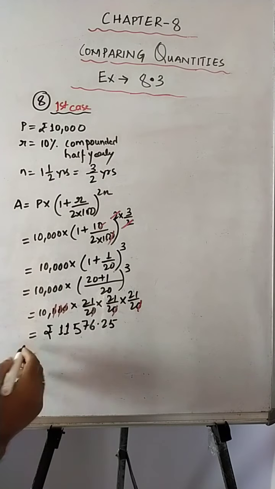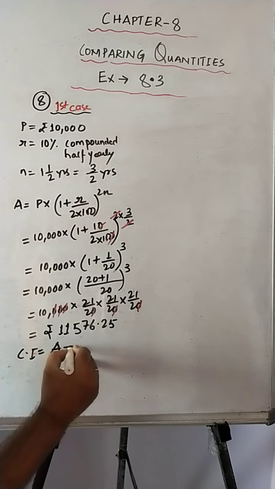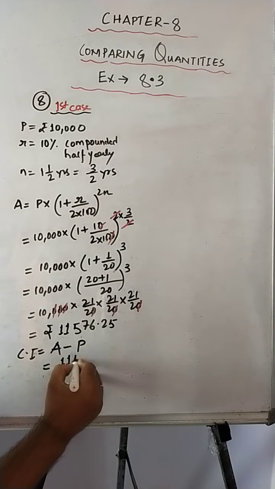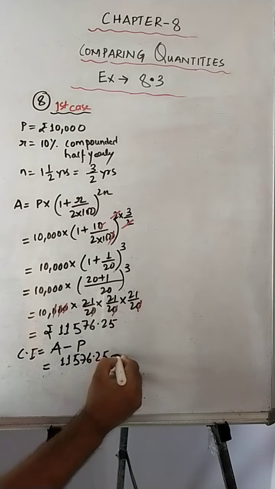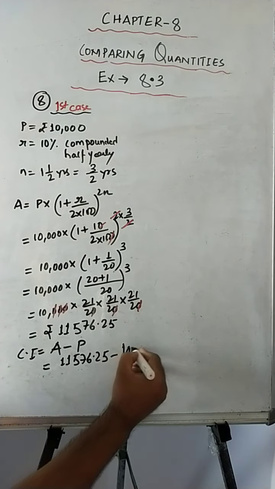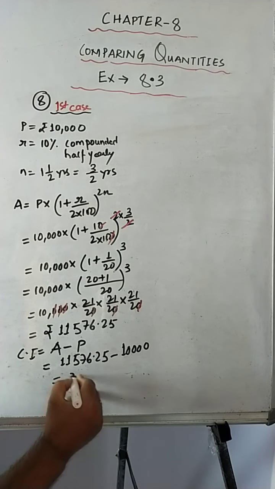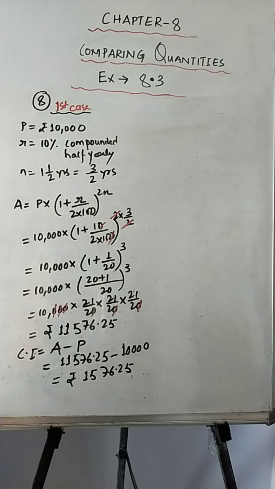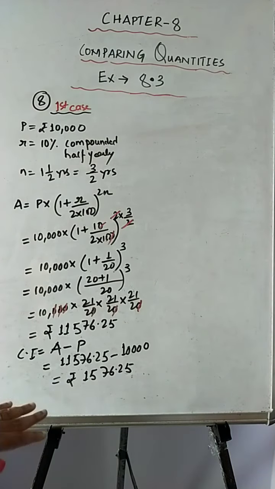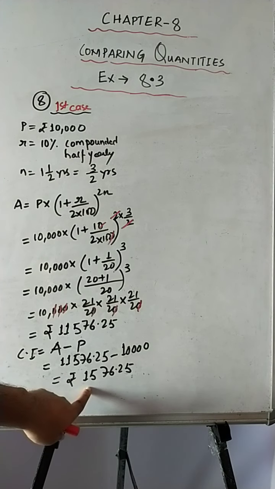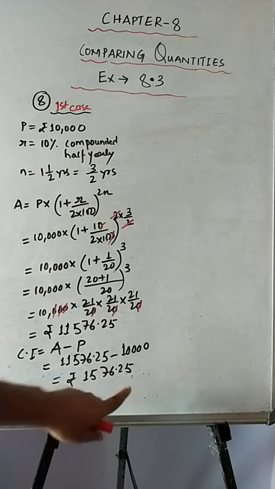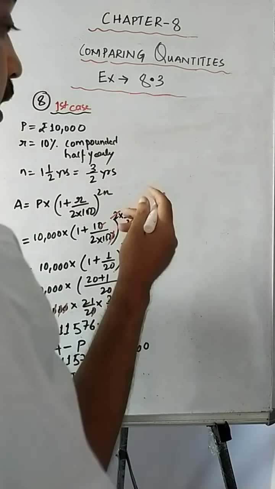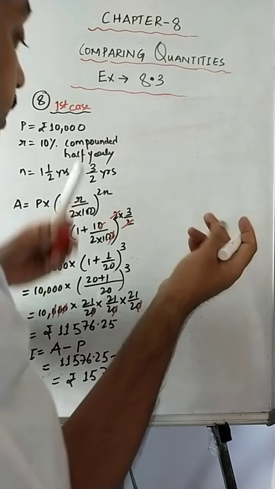Now if it is an amount, then what would be the CI? What is the formula of CI? Amount minus principal. So what is amount? Amount is 11,576.25 minus, what is the principal? Principal is 10,000. So if we subtract, what will be the interest? 1,576.25. So according to the first case, the compound interest would be 1,576.25. Now let's see what will be the compound interest if I calculate it in the compounded annually formula.